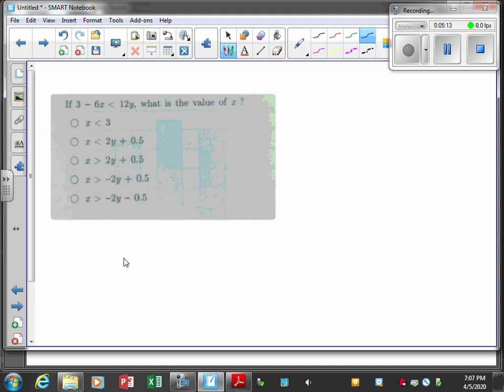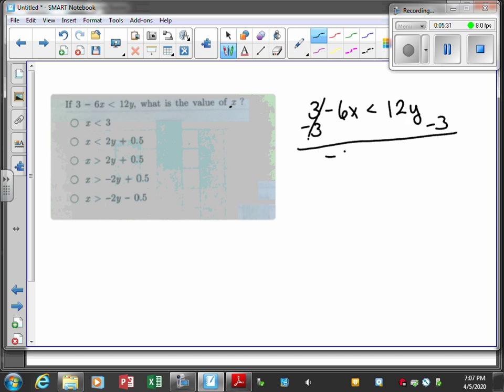All right, inequality here. So we have 3 minus 6x less than 12y, and it says solve for x. So we want to get x by itself. So first thing we want to do is subtract 3 from both sides. And you have negative 6x less than 12y minus 3. Now, if we're trying to get x by itself, divide both sides by negative 6. That means divide everything in the problem by negative 6. Now, do not forget your rules for inequalities.